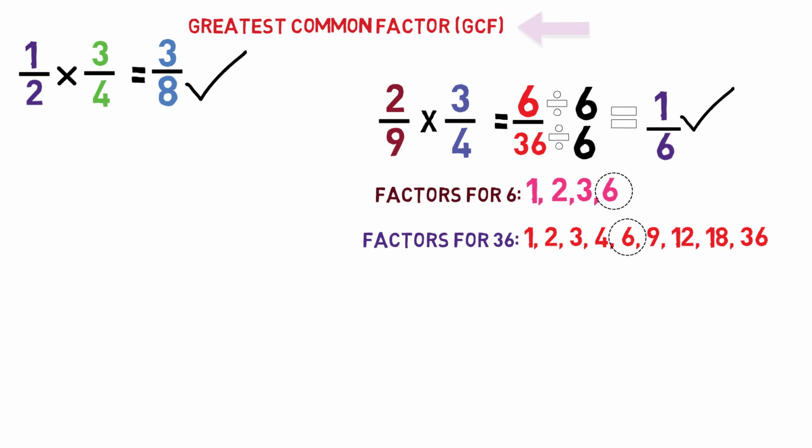Keep in mind that there are a few ways to find the greatest common factor, but this way works for smaller numbers. Stay tuned for more videos about other strategies on finding the greatest common factor. Now that we know how to multiply fractions with unlike denominators and find the greatest common factor, let's take a look at how to multiply fractions with the same denominators.